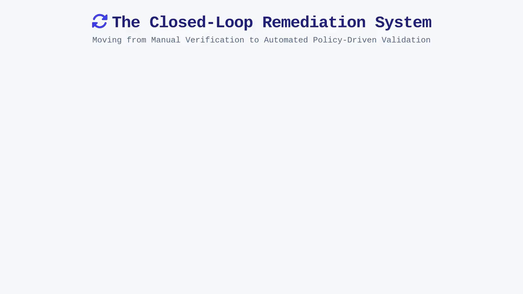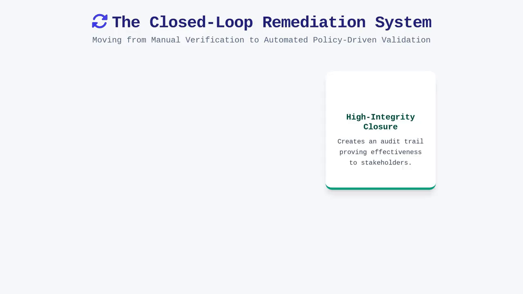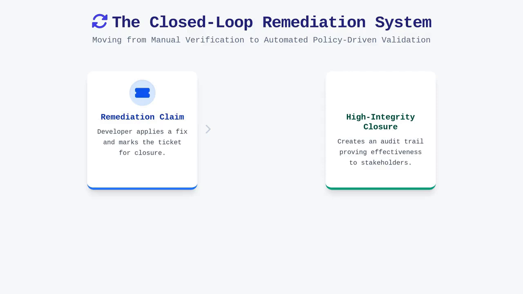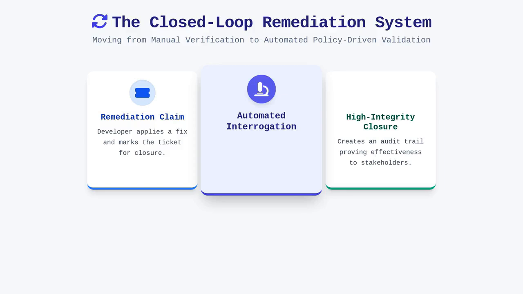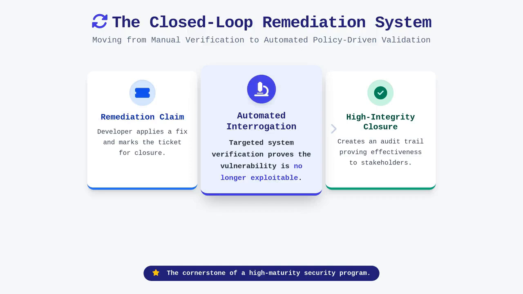When these components work in harmony, the closed-loop system creates a high-integrity audit trail that proves remediation effectiveness to stakeholders. You are not just closing a ticket because a developer claimed a fix was applied. You are closing it because the system has verified, through a targeted interrogation of the environment, that the vulnerability is no longer exploitable. This transition from manual verification to automated policy-driven validation is the cornerstone of a high-maturity security program.